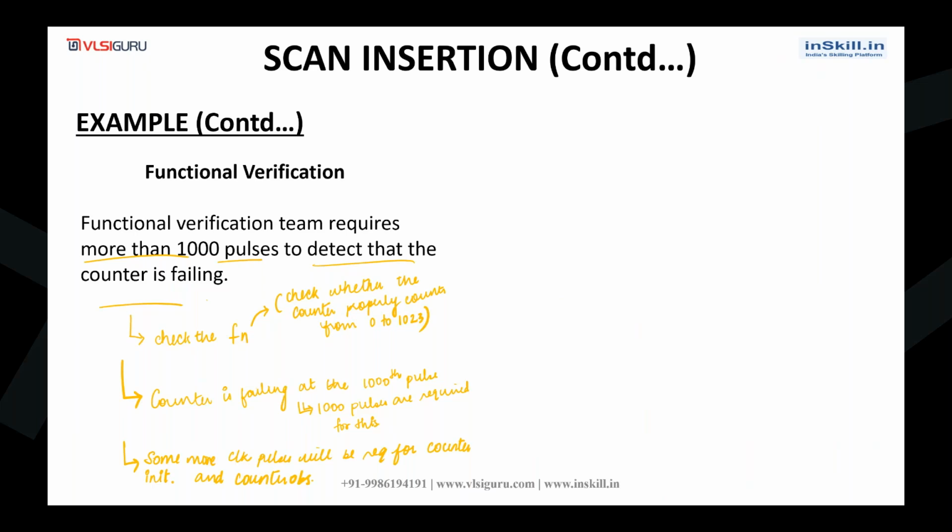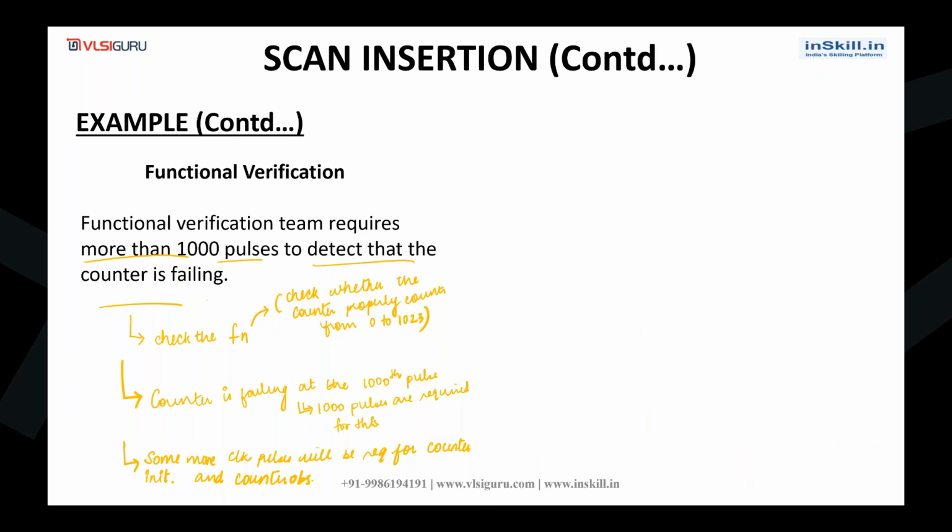So from all the above, we can say that the functional verification team requires more than 1000 clock pulses to tell that the counter is failing. They check whether the counter properly counts from 0 to 1023. In this case, the counter is failing at the 1000th pulse, so 1000 pulses are required, because at the 1000th pulse, instead of counting 1000, it again counts 999. And some more clock pulses will be required for counter initialization and counter observation.